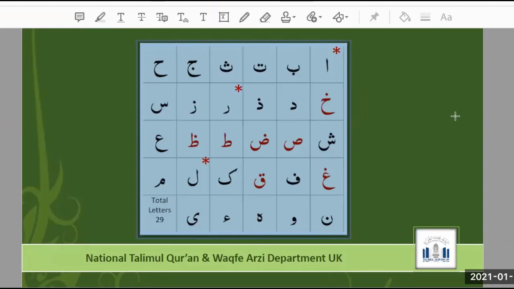Jazakumullah, well done. If anyone else would like to revise these alphabets, they can. Otherwise, I will move forward. Anyone else? One more?